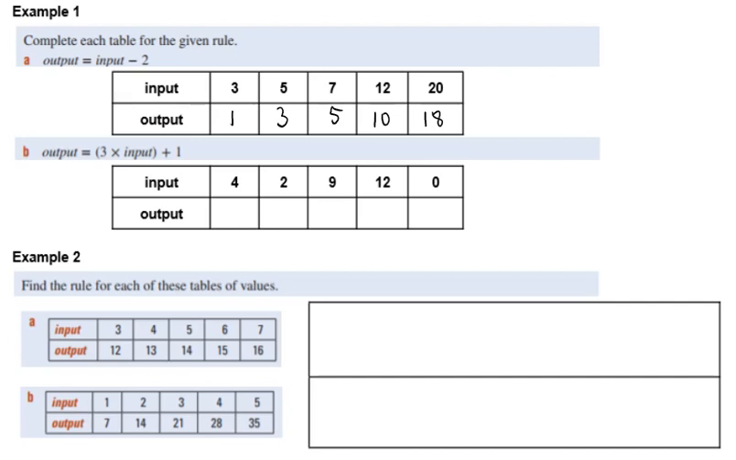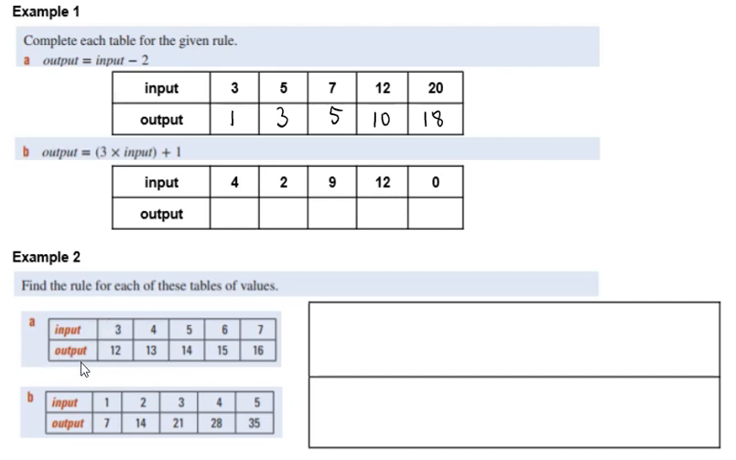Alright, so example 2 is a lot harder. Example 2 says find the rule for each of the tables of values. So we have to find the actual rule based on the numbers that they're giving us. Here our input numbers are 3, 4, 5, 6 and 7. So they're in order. And our output numbers are 12, 13, 14, 15 and 16. Now there's a couple of strategies we need to look at to see how we work out our output rule.